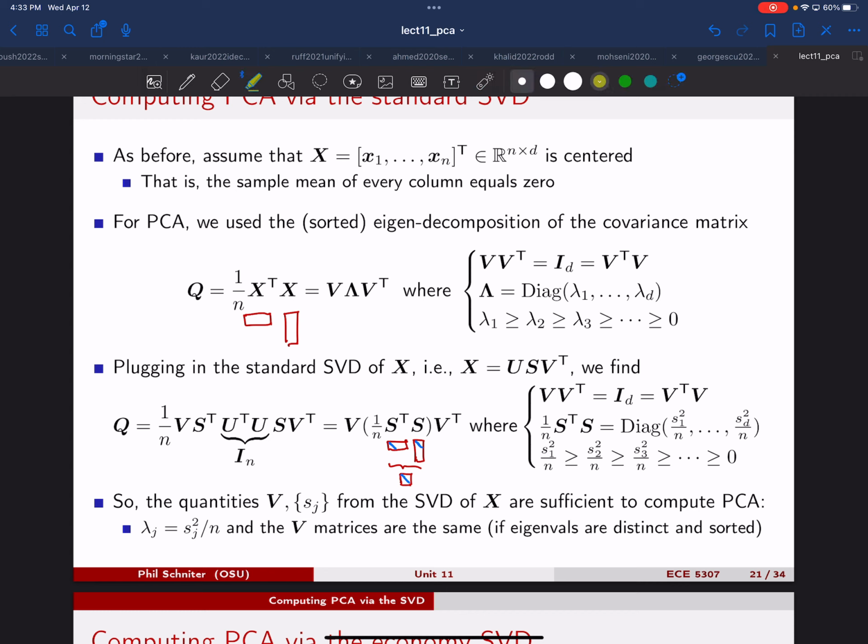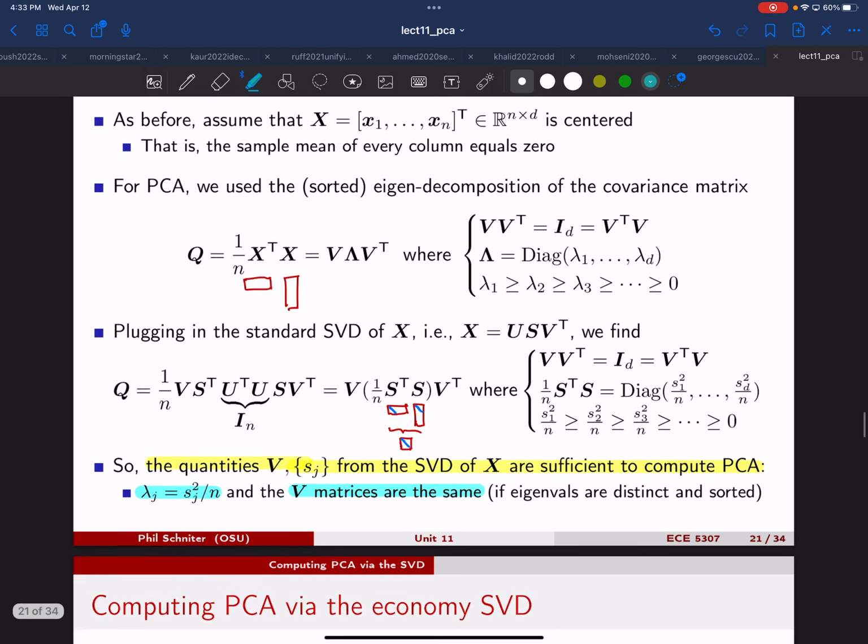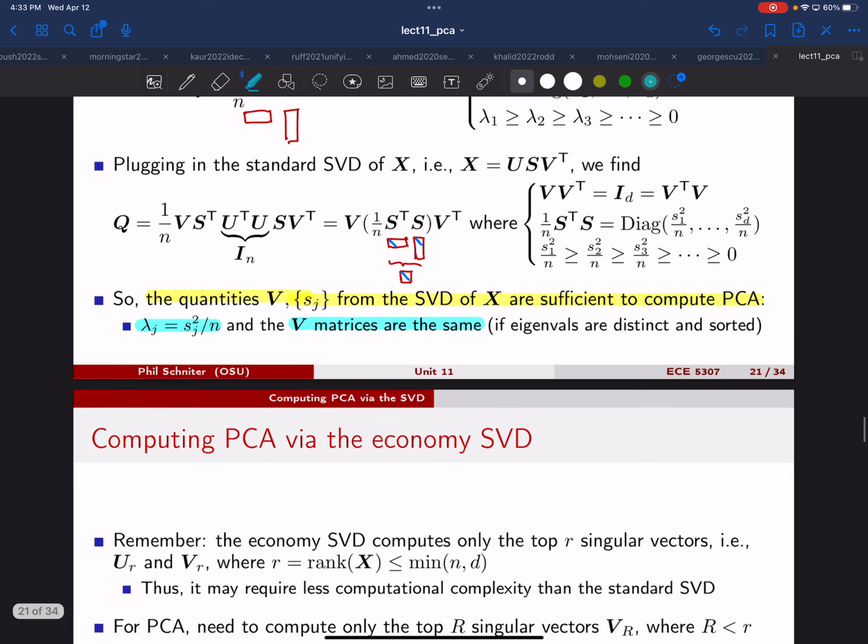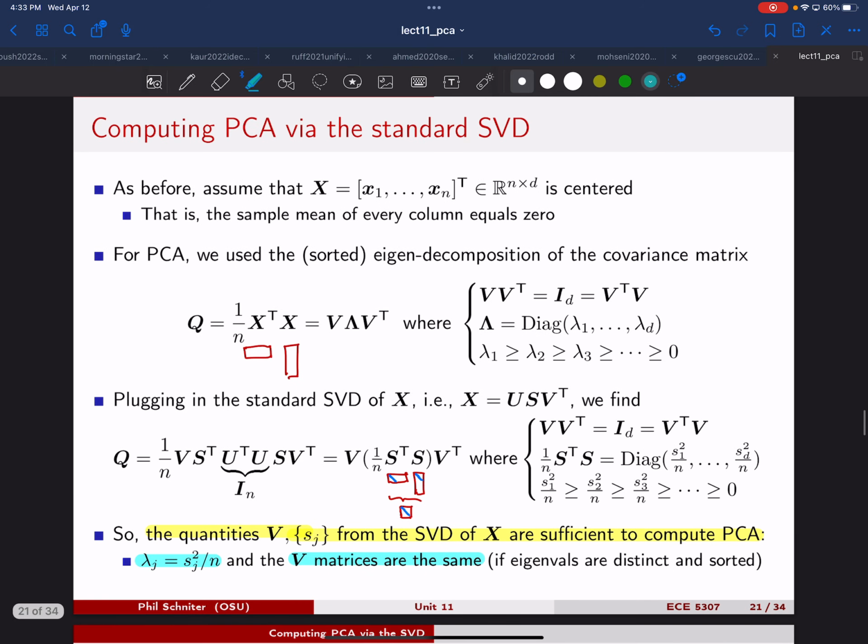Okay, so the quantities V and the singular values S from the SVD are sufficient to compute PCA. So in particular, we have this relationship. If we ever saw an expression before with lambda_j, now we know we're just going to be using S_j squared divided by n. The V matrices are the same. Okay, all right, any questions so far?